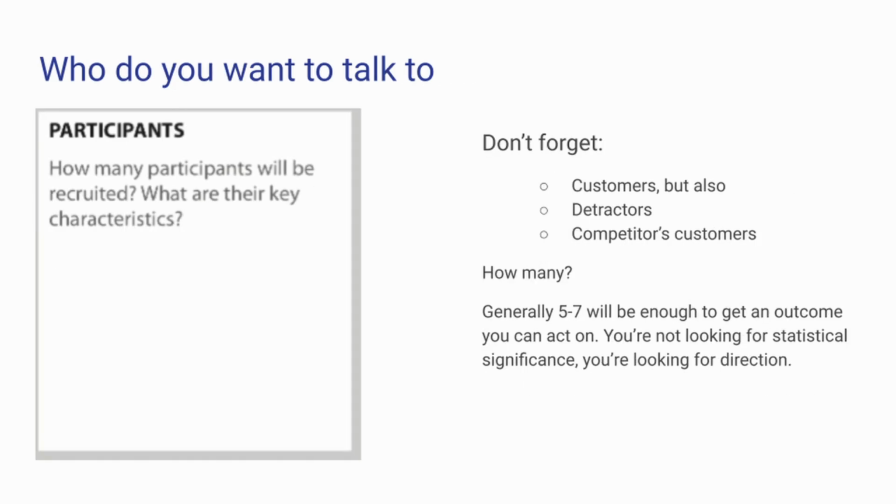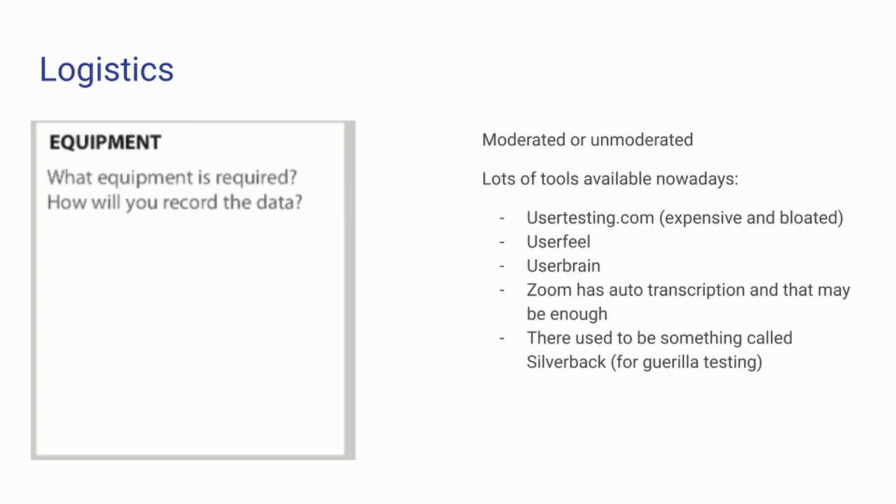Who do you want to talk to? Who you pick as participants will affect the type of tasks you write. Generally, 5 to 7 participants will be enough to discover something you can act on. If you have multiple types of users, then 5 to 7 of each. But realistically, at 3, you already have some idea, and the 4th and 5th participants are to get more confidence.